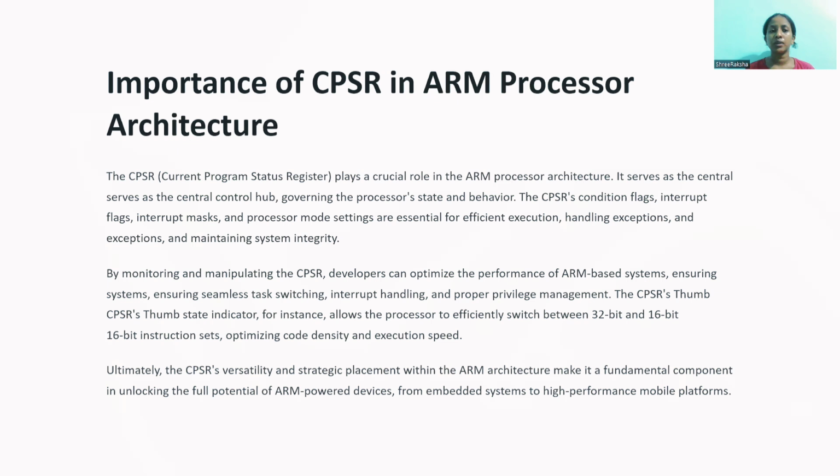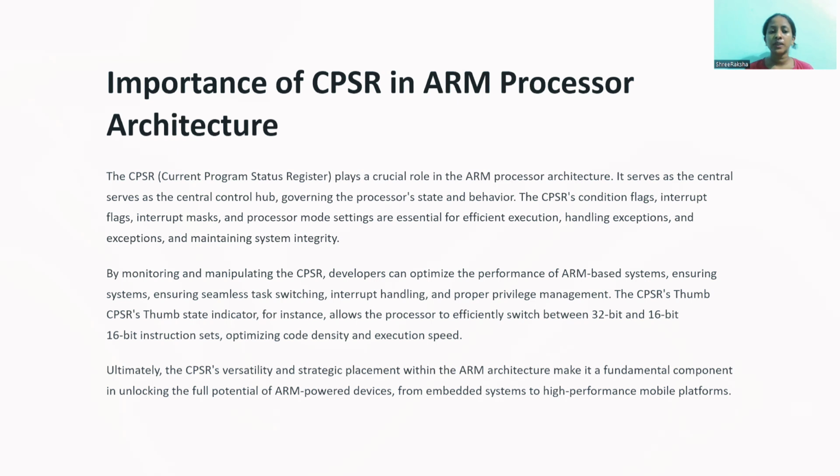The next is about the importance of CPSR in ARM processor architecture. The current program status register plays a crucial role in ARM processor architecture. It serves as a central hub for governing the processor state and behavior. The CPSR conditional flags, interrupt mask, and processor state settings are essential for efficient program execution, handling exceptions, and maintaining system integrity.